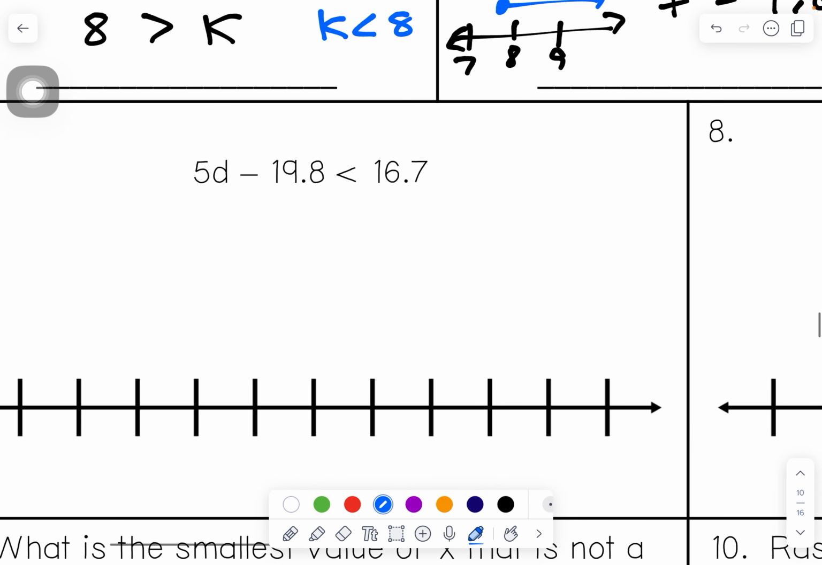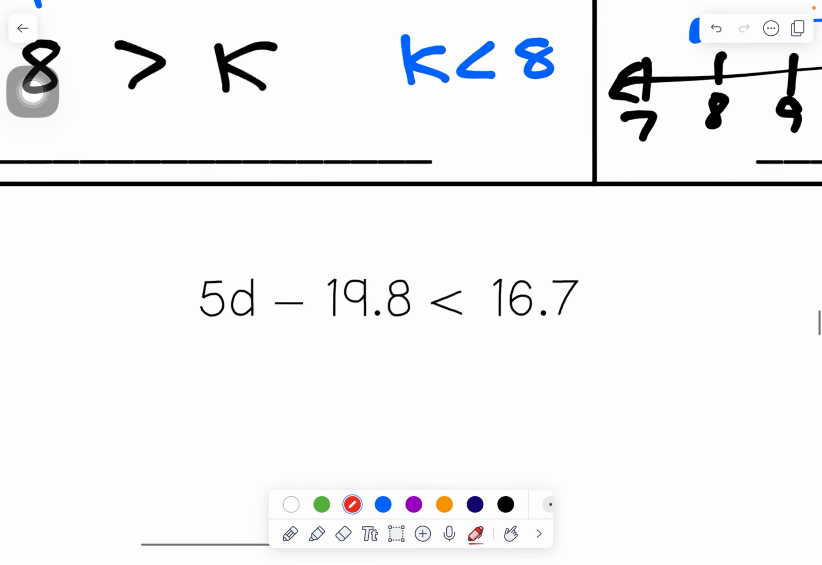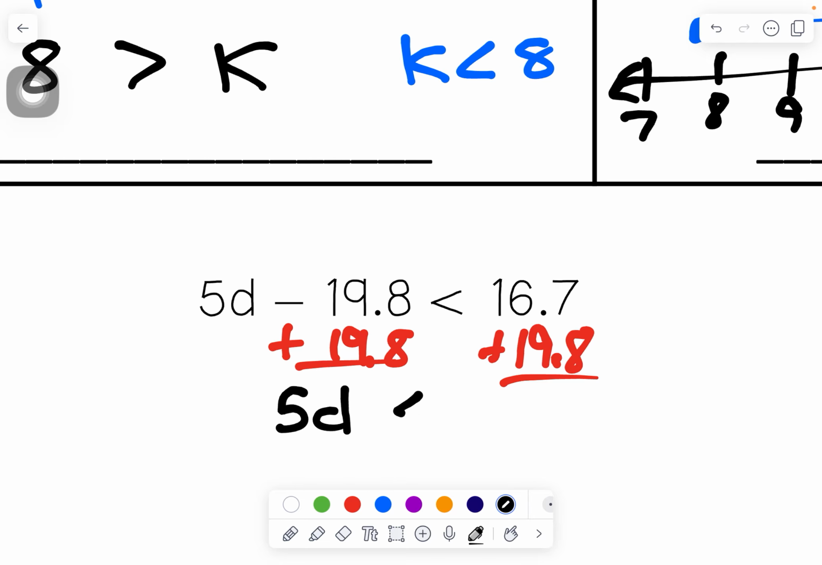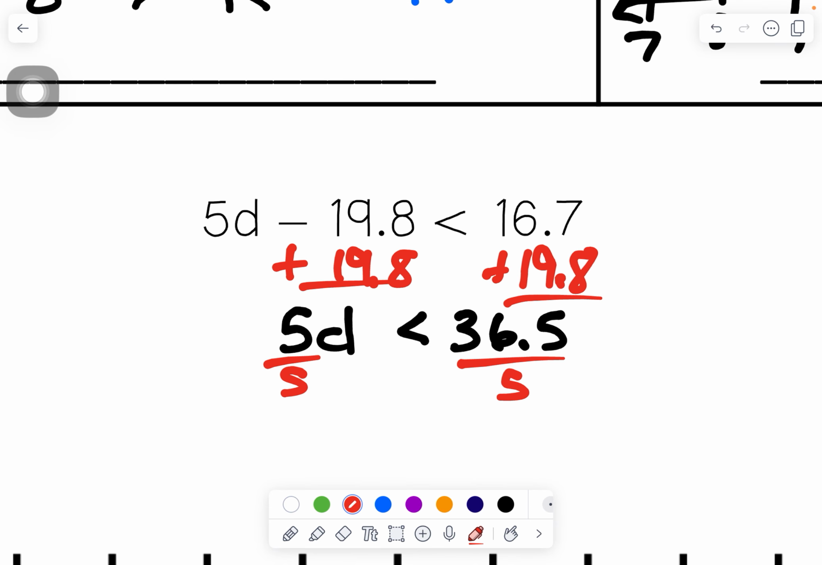All right, so again, following my equation solving steps, I'm going to add 19.8 to both sides because right now I see a minus 19.8. So I end up with 5D is less than whatever I get when I take 16.7 and add 19.8 to it. I get 36.5. And then I'm going to divide by 5, and when I do that, I end up getting 7.3. So D has to be less than 7.3.